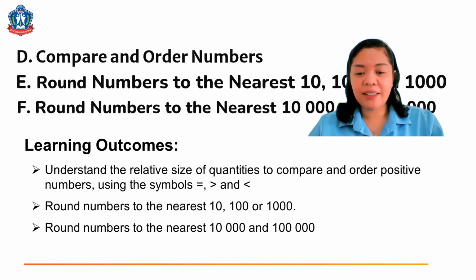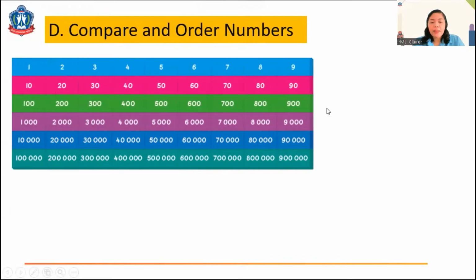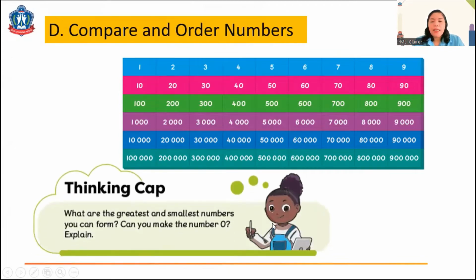Come on, let's start. Okay, let's start with lesson G, compare and order numbers. I have here a chart with the numbers from 1 to 9 and with the different value of each number. Each number, children, has a different value based on its placement in a number. For example, 1 could be 1, it could be 10, it could be 100, it could be 1,000, or 10,000, or 100,000, or even 1 million. It depends on where it is placed in a number. So that is the place value of that number.